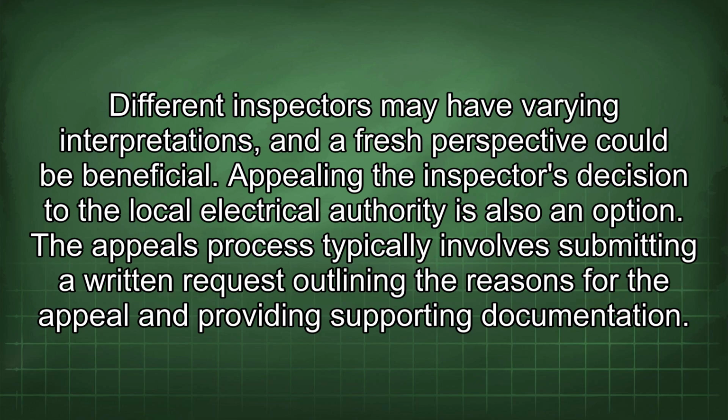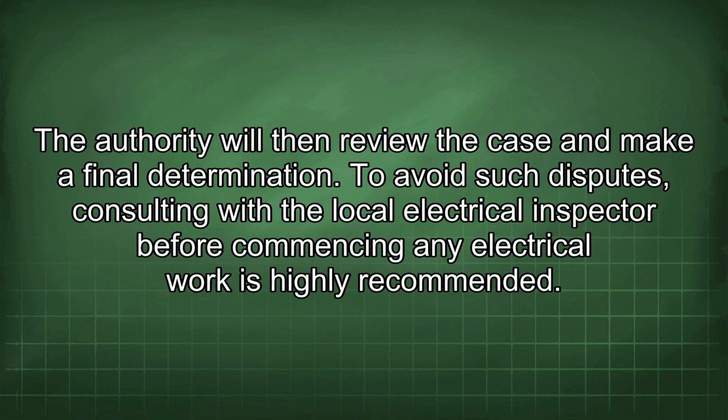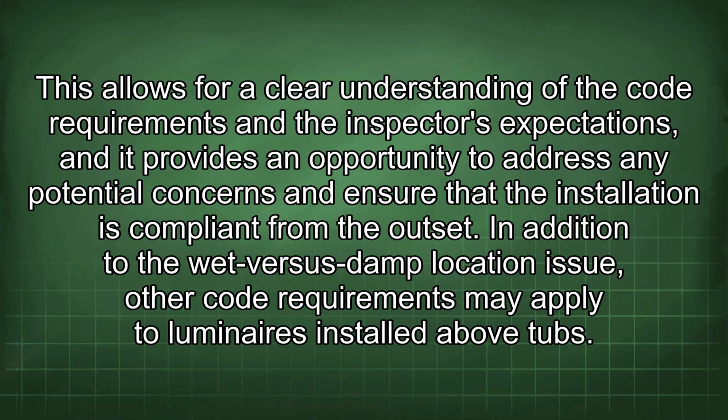Appealing the inspector's decision to the local electrical authority is also an option. The appeals process typically involves submitting a written request outlining the reasons for the appeal and providing supporting documentation. The authority will then review the case and make a final determination. To avoid such disputes, consulting with the local electrical inspector before commencing any electrical work is highly recommended. This allows for a clear understanding of the code requirements and the inspector's expectations, and it provides an opportunity to address any potential concerns and ensure that the installation is compliant from the outset.